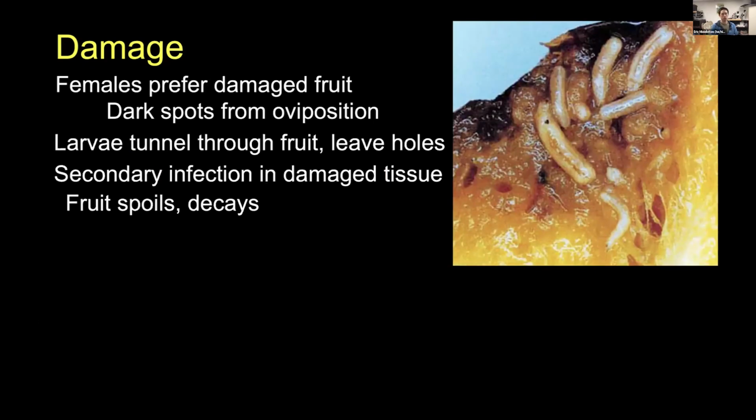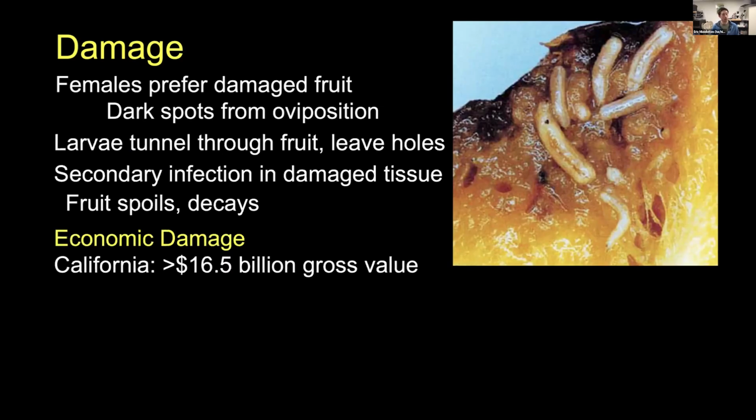As we talked about, the larvae then tunnel through the fruit. They leave holes, they'll damage it in their own right, but also you get secondary infection in the damaged tissue. So the fruit begins to spoil and decay. And obviously that's a very serious issue because this is healthy fruit that is being attacked by these fruit flies. In terms of economic damage in California, for the most damaging ones like oriental fruit fly and medfly, it's over basically $17 billion of gross value of crops that can be affected by these pests.